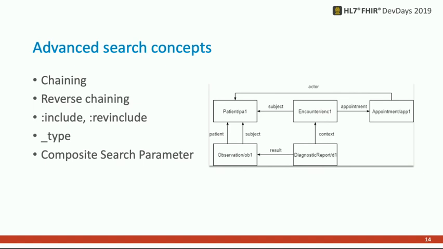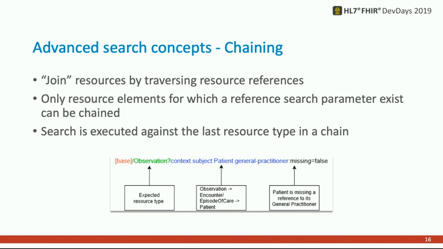Now to the more advanced concepts. We have a few highlights here. We have what we call chaining and reverse chaining, where I basically search on the relationship of the resources. Let's start with chaining. Here I start with what I expect to get back as a resource type, and afterwards I build up the chain of where the connection of each resource is going.